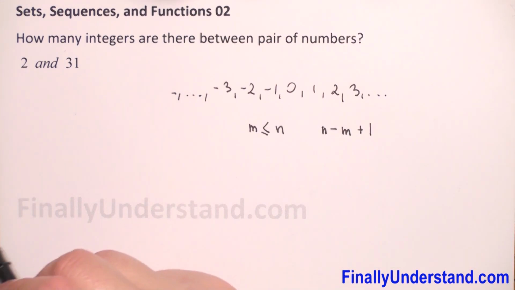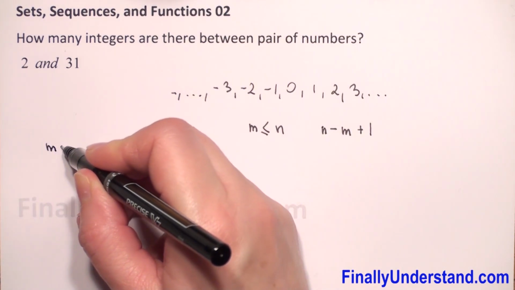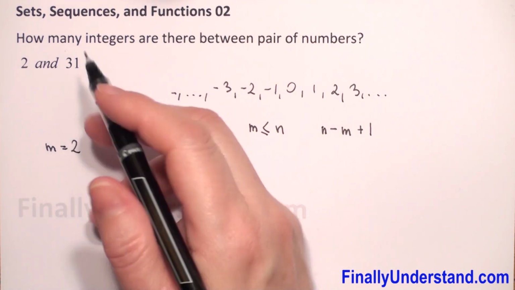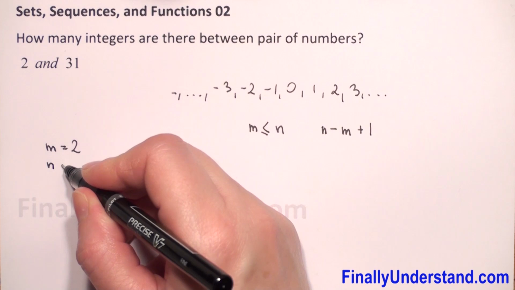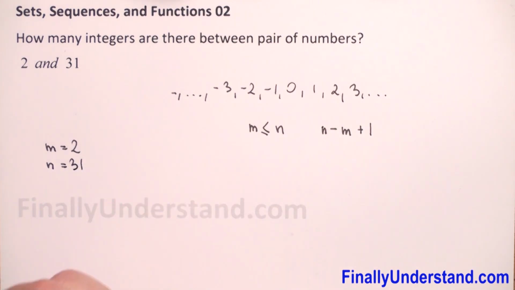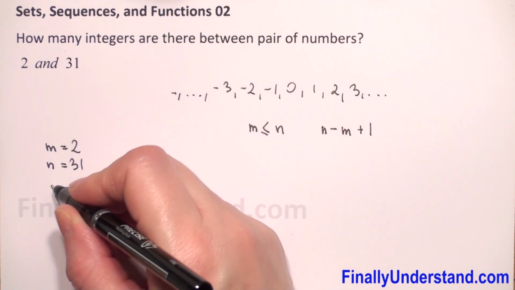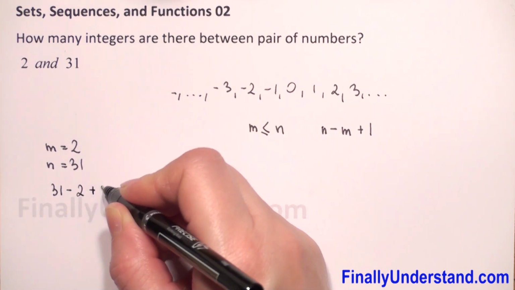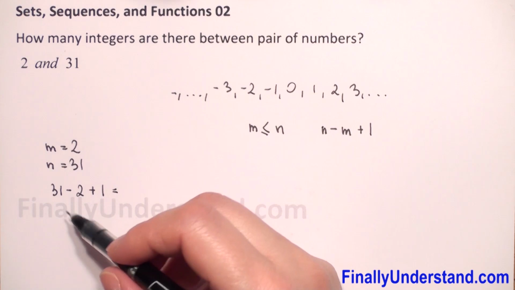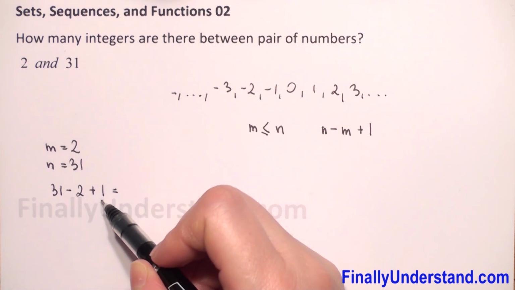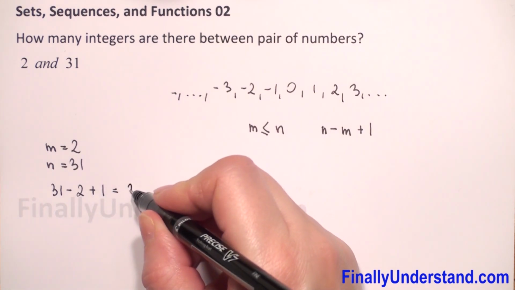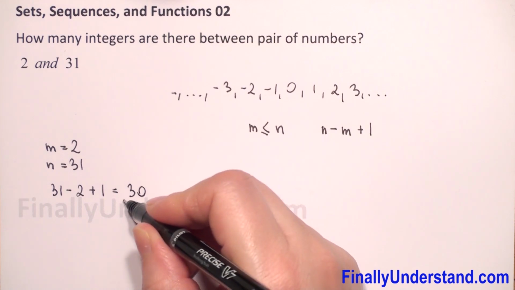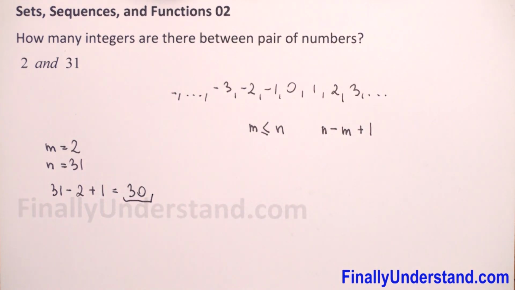So now our m is equal to 2 in this example, and n is 31. So the number of integers between 2 and 31 will be equal to 31 minus 2 plus 1. So this is equal to 31 plus 1 is 32, minus 2 is 30. So this is my solution.